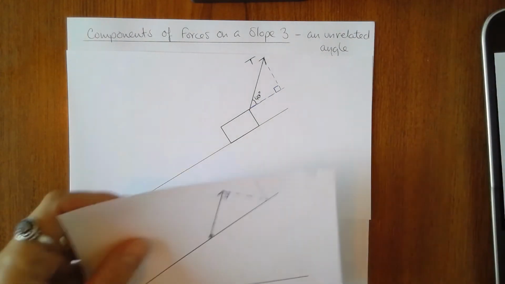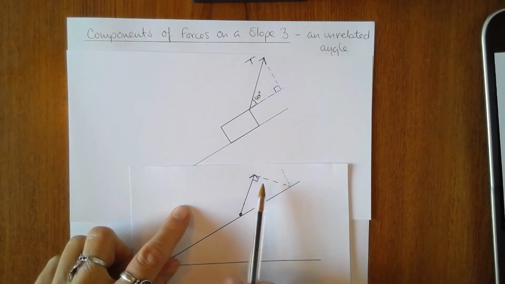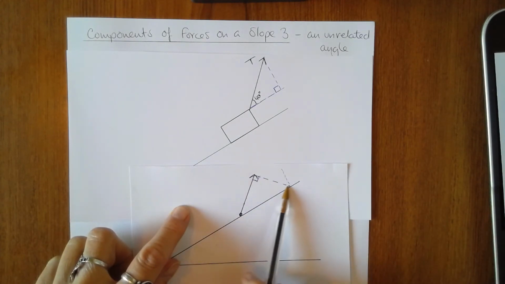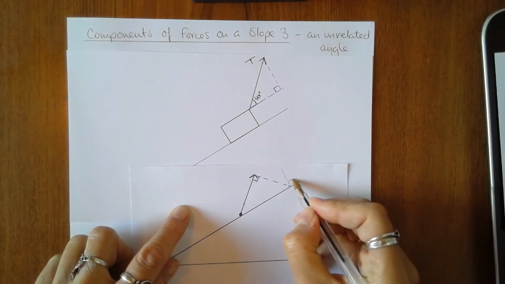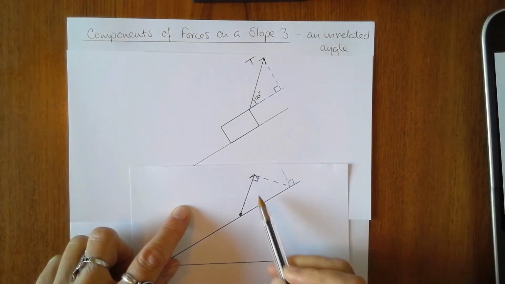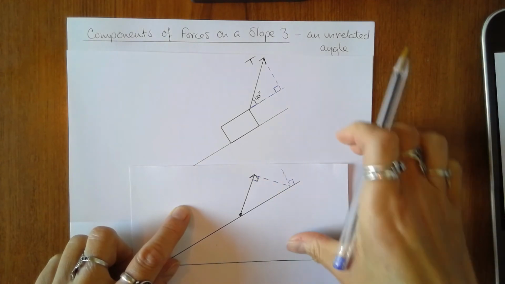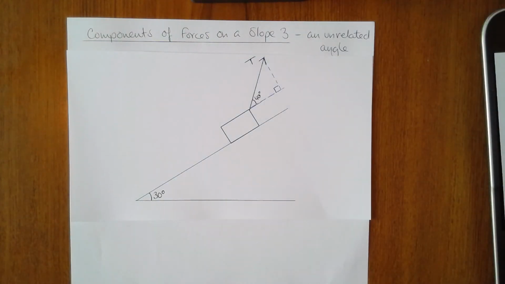If it does, you get a diagram that looks something like this. We can see that what should be the perpendicular component here is not. This is perpendicular, this is not. And the right angle is touching the force, which is totally wrong. So just make sure the right angle doesn't touch the force there.